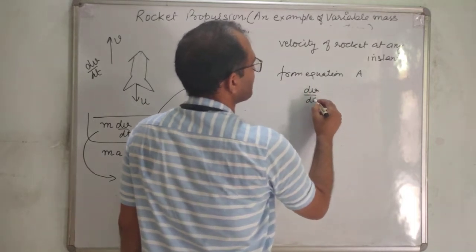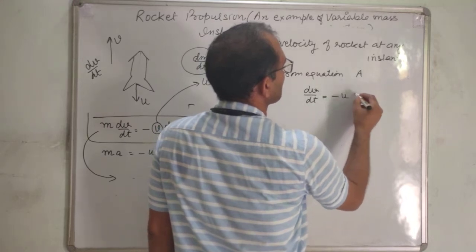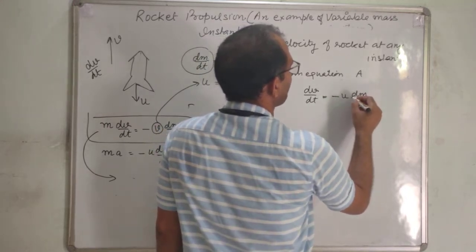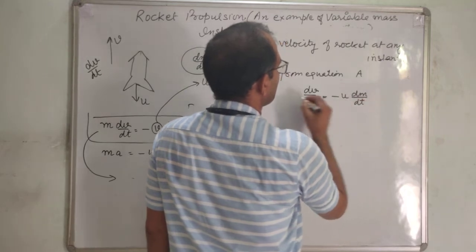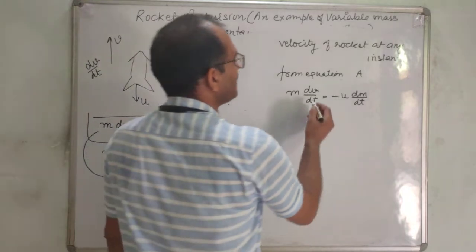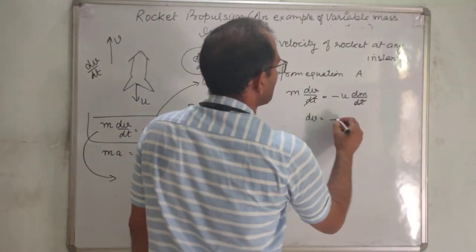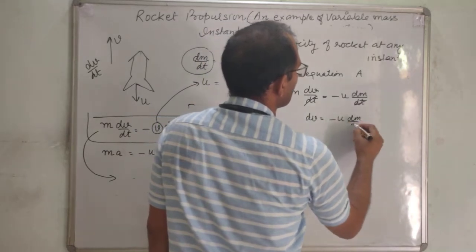dv upon dt is equal to minus u dm upon dt. m dv upon dt is equal to minus u dm upon dt. dt से आपके पास dt कैंसिल हो गया. dv is equal to minus u dm upon m.